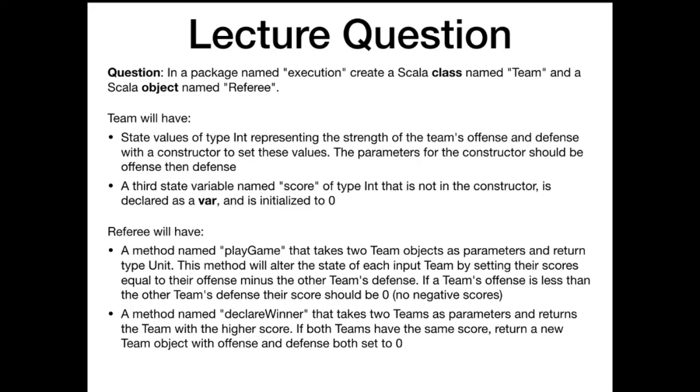And then a declare winner, which is going to take two teams as references. So we have a method that's going to take two references as parameters, references of type team, and then return the team with the higher score. So assuming that they already played a game, who's going to be the winner based on their score variables? And if it is a tie, just one edge case, if it's a tie, return a brand new team with offense and defense both set to 0. Just some way to indicate that there was a tie. I don't know which one to return.